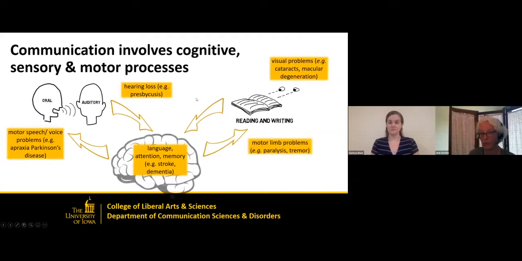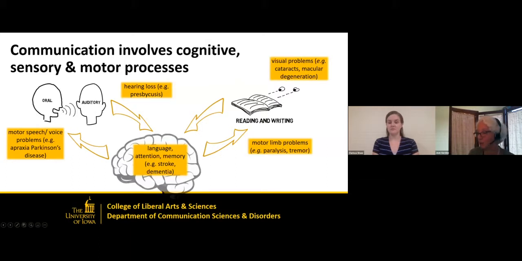In addition to those aspects of language, communication also involves other cognitive processes, such as the ability to sustain attention to a lecture or conversation, the ability to remember the topic of conversation, and then certain executive functions, for example, the need to inhibit the use of swear words in certain contexts.